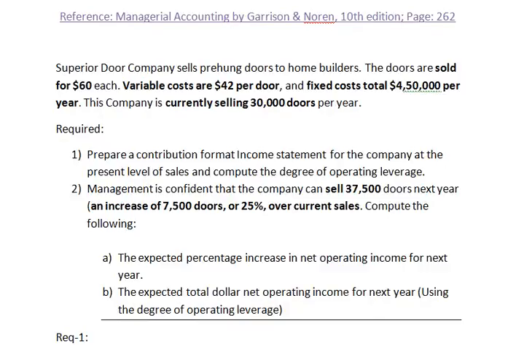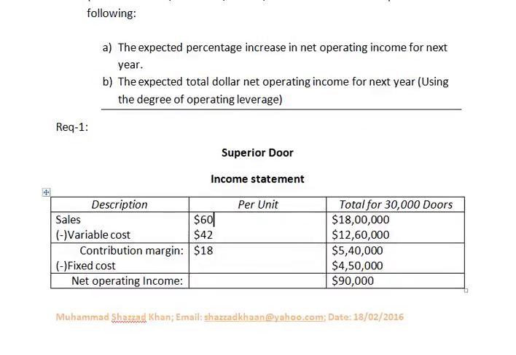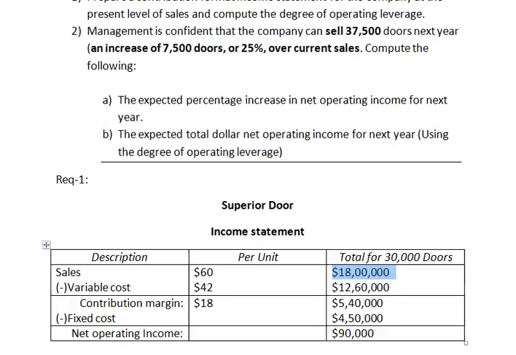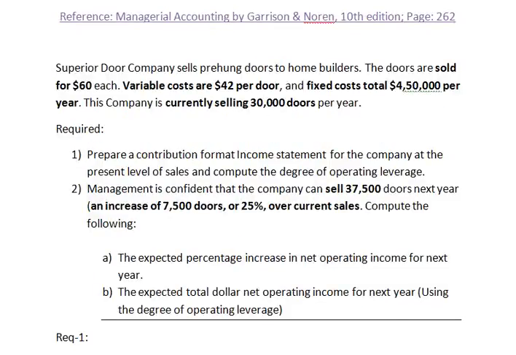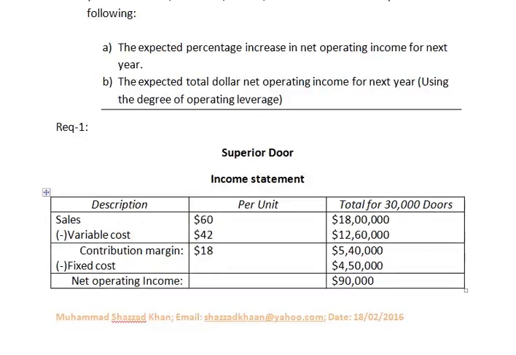Per unit price is $60. We put this amount here and the total amount is $30,000. So the total amount will be here. Next we need to subtract the variable cost, which is $42. So variable cost $42, then multiply by 30,000. Then we need to subtract this amount from sales. Then we will get the contribution margin.